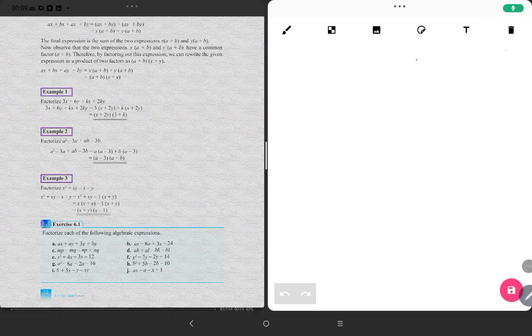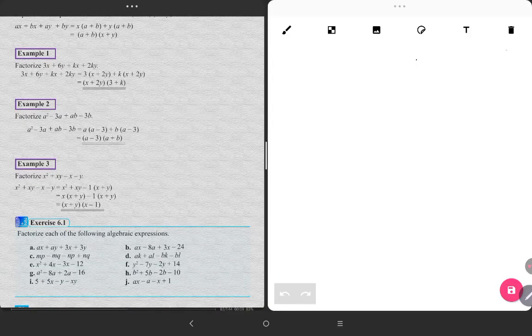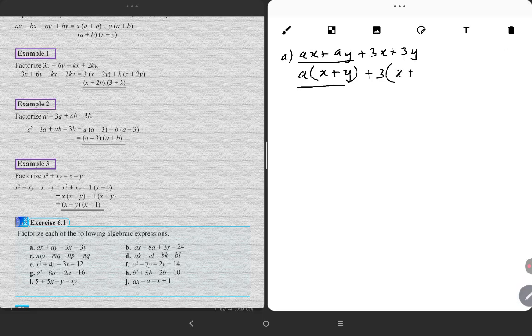Okay, so exercise 6.1, I'm going to take the first one. Let's take A. It says ax plus ay plus 3x plus 3y. You see the same pattern as the previous one, right? So we can write the first two in this way. Here we can take 3 out, then it becomes x plus y. Out of this we can take x plus y out, then what's remaining is a plus 3. So factorizing that way.